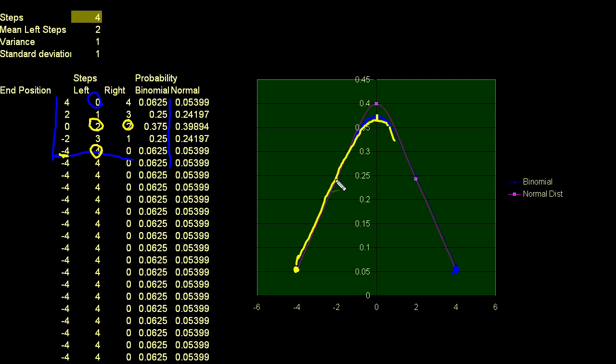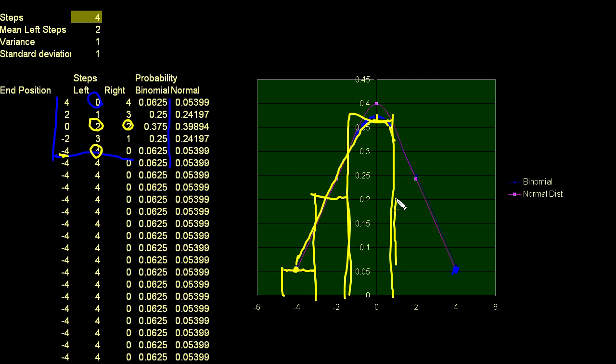And I connected the lines, but you see the binomial distribution looks something more like this, where this is the probability of getting to -4. This is the probability of going to -2. This right here is the probability of ending up nowhere. And this is the probability of ending up 2 to the right. And then this is the probability of ending 4 to the right.